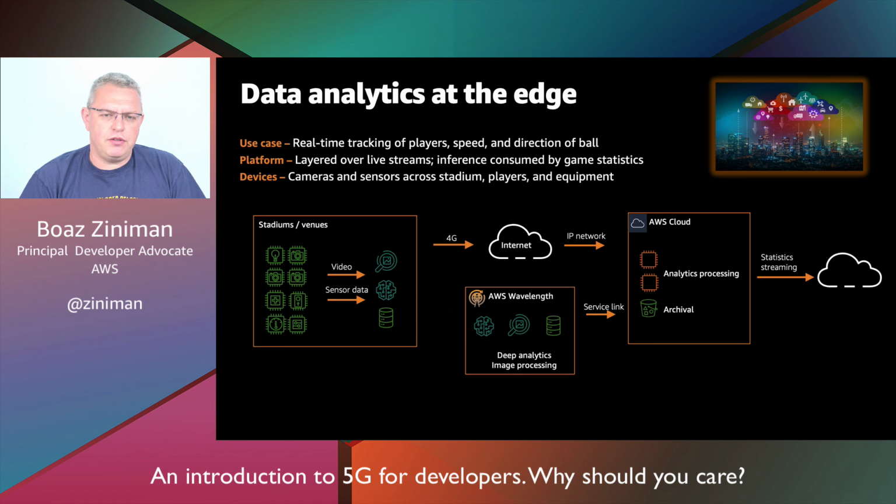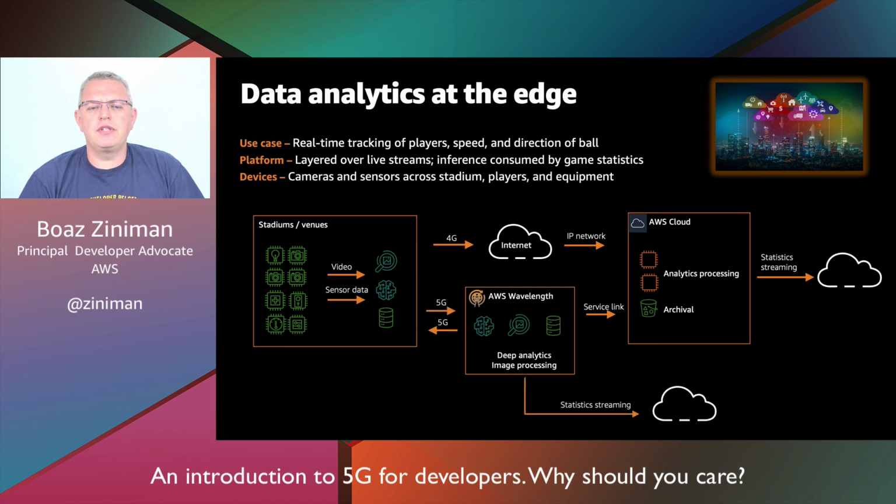When moving to 5G, you can move a lot of this deep analytics and image processing to the cloud, to the actual Wavelength Zone. And because of small latency and performance, your customers can really enjoy this near real-time experience, and then of course connect the statistics streaming directly to your Wavelength Zones and save a lot of the infrastructure that you're usually running when creating something like this with regular connections.